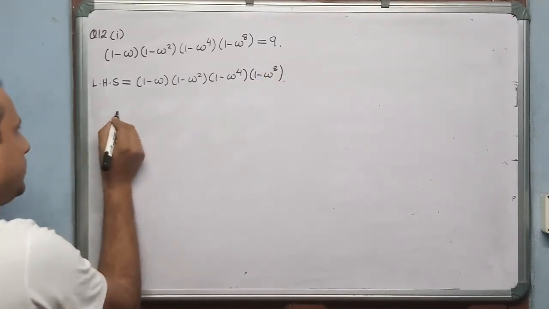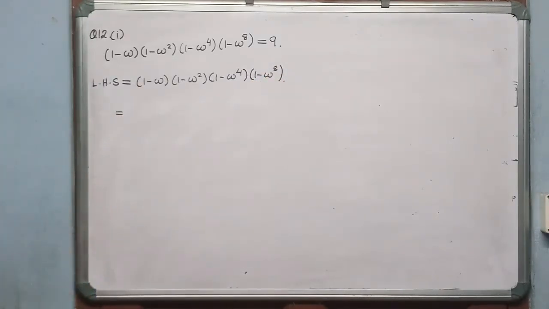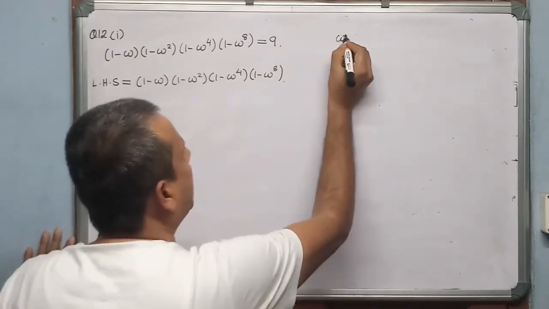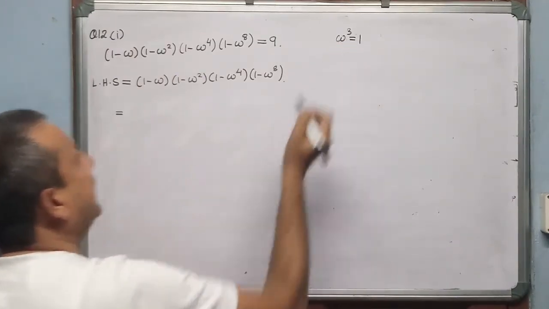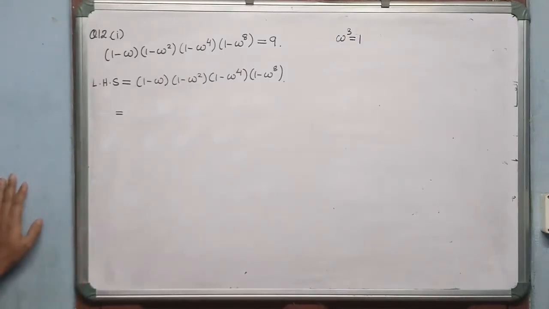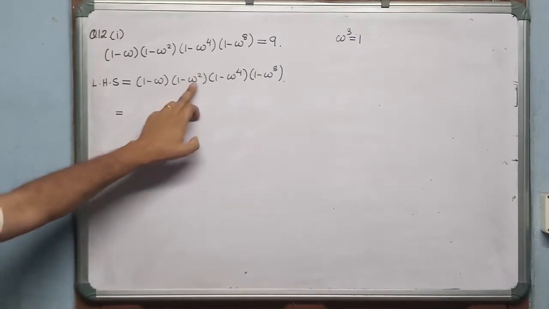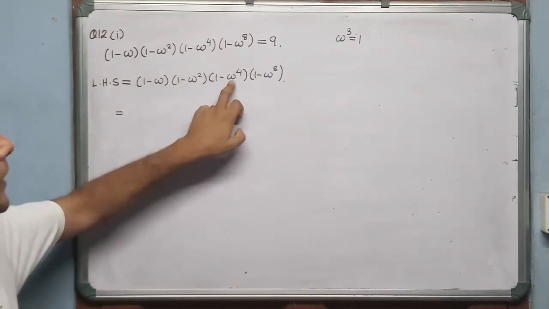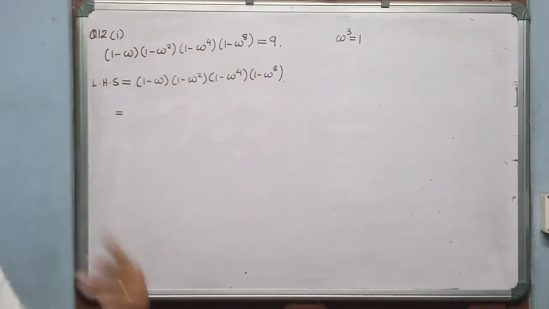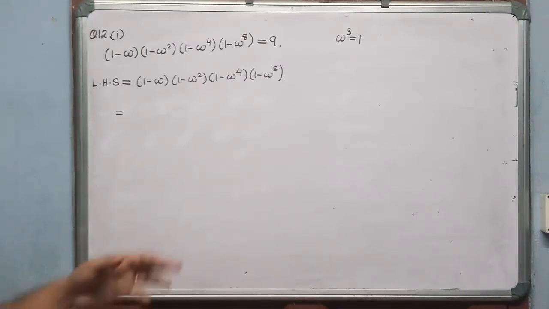And dear student, you just keep in your mind how to solve this kind of numericals. You know about these things. The value of omega cubed is 1. In case of higher power, if the power is more than 3, always try to convert the higher power of omega in terms of omega cubed. This is omega, no need to change. This is omega square, no need. But these two quantities, omega to the power 4 and omega to the power 8, are more than 3. Then I'll convert these quantities into omega cube form.